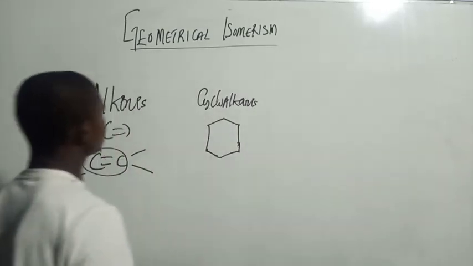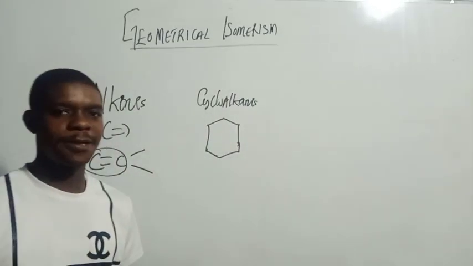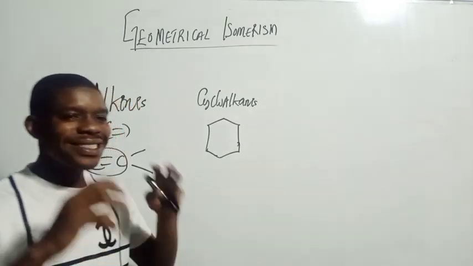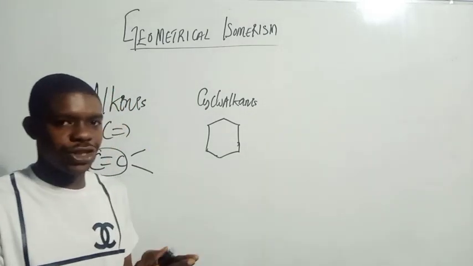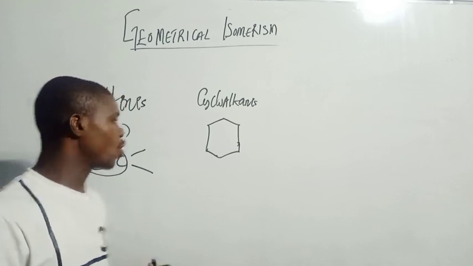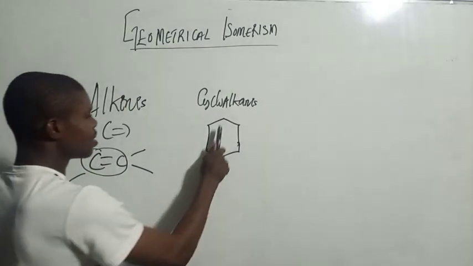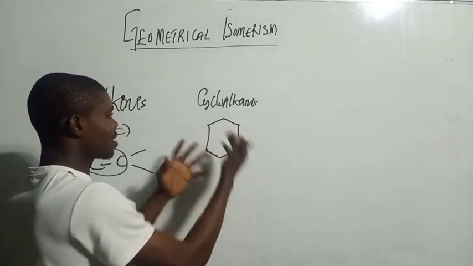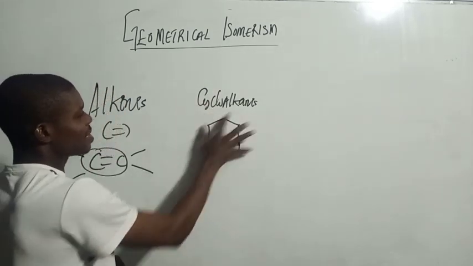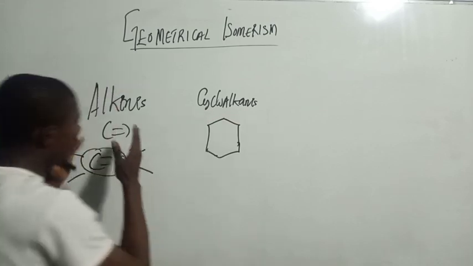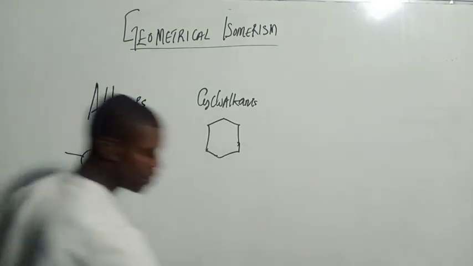Here we are focusing on geometrical isomerism. In geometrical isomerism, there's always a restricted rotation, and that restricted rotation occurs in the carbon-carbon double bond and the carbon-carbon single bond in cycloalkenes. We are not going to talk about cycloalkenes here. Our main focus is going to be alkenes.